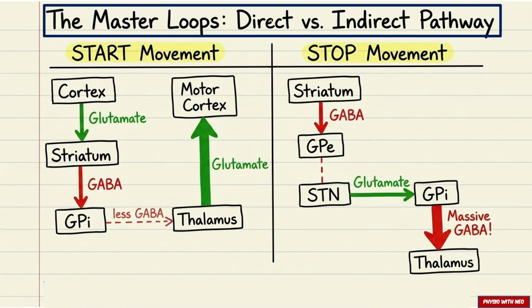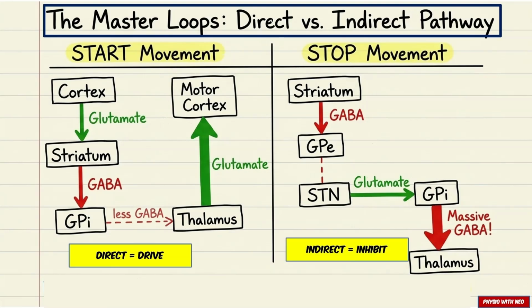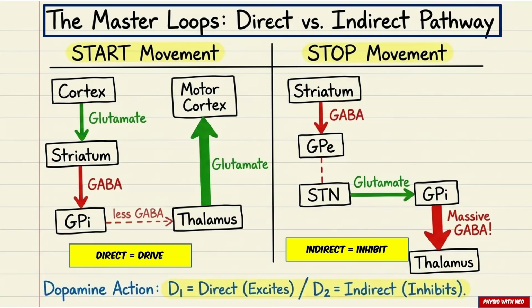This single diagram explains almost the entire chapter. Here is the easiest trick. Direct pathway is drive. It promotes the movement. Indirect pathway is inhibit. It suppresses the unnecessary movement. Now comes the dopamine. Dopamine acts like a smart traffic policeman. It supports the direct pathway and reduces the indirect pathway. So dopamine always helps the movement.